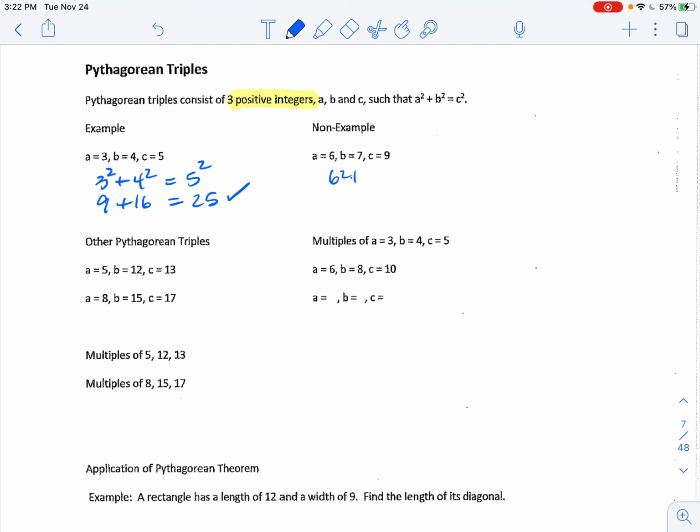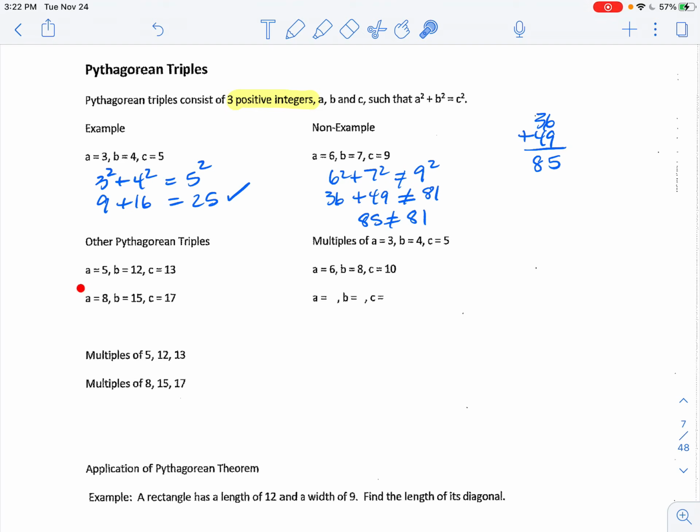Here's one that doesn't work. 6 squared plus 7 squared does not equal 9 squared. So let's just check this out. 36 plus 49 does not equal 81. Let's see, 36 plus 49 add up to, well, 85. So this is not a Pythagorean triple.